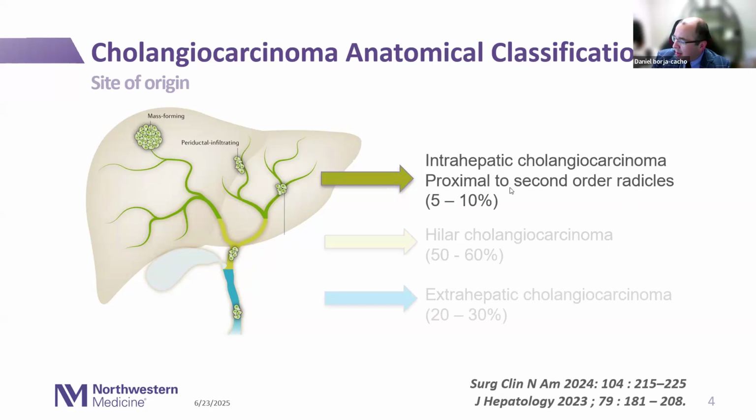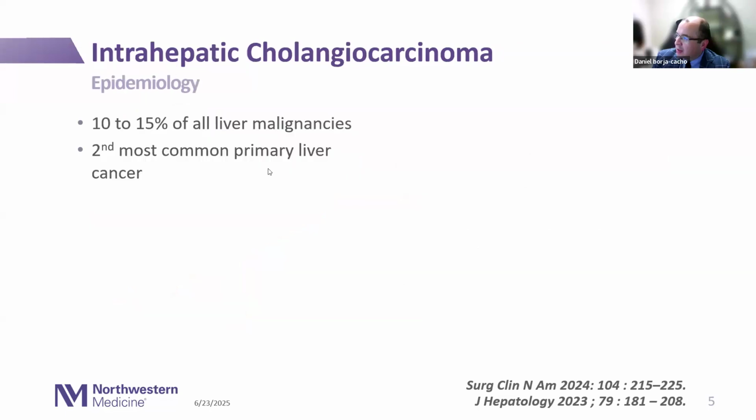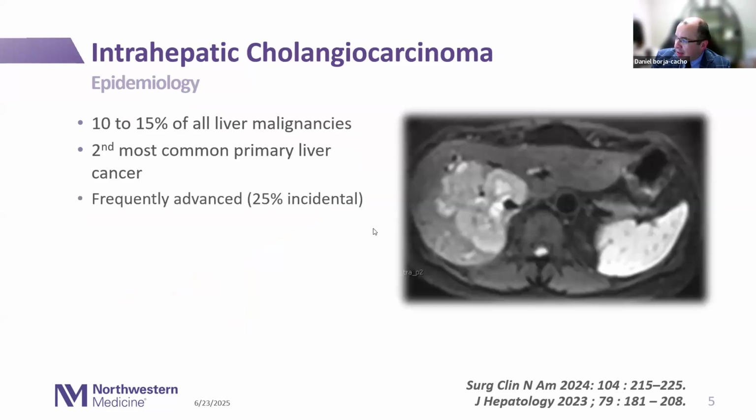My talk is going to be exclusively about intrahepatic cholangiocarcinoma. As you know, it is the second most common primary liver malignancy, 10 to 15% of all the neoplasms, and the problem that we face every day is that most of them are advanced, and it's not uncommon that we see very large tumors, completely asymptomatic and found incidentally.